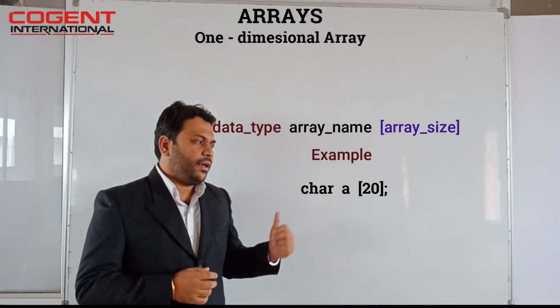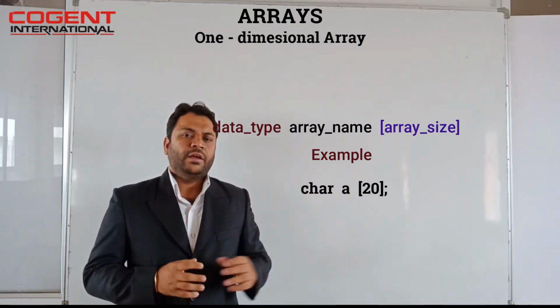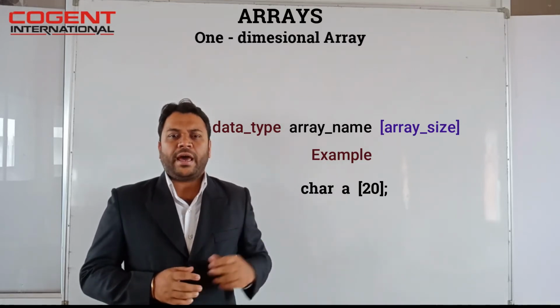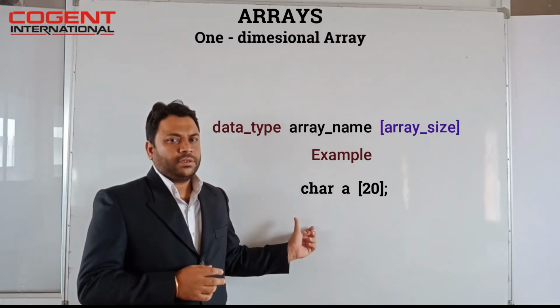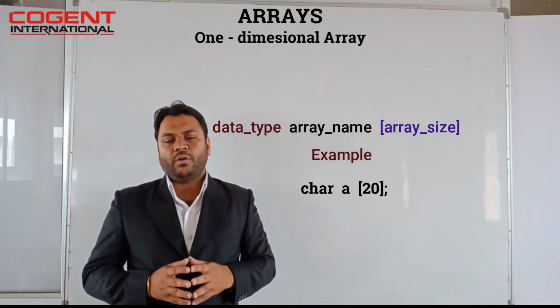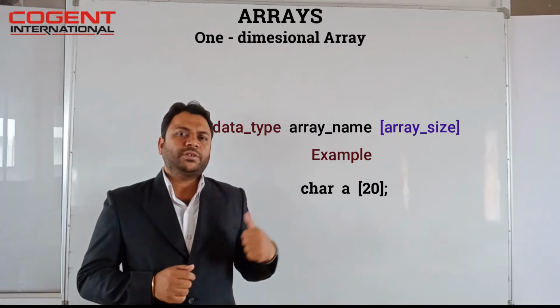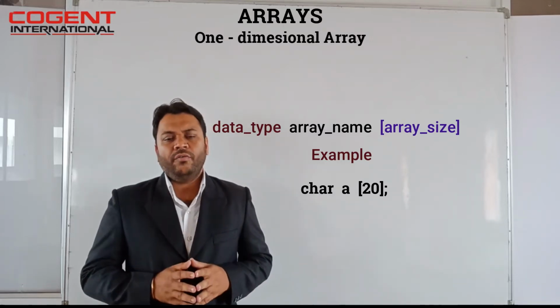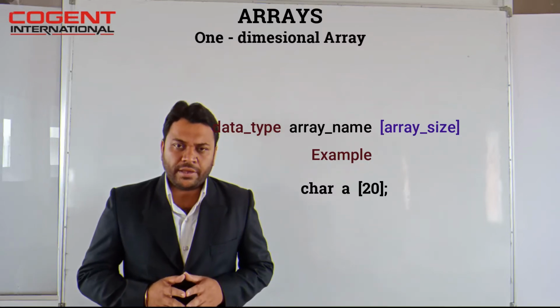Suppose I declare char a[20]. This indicates that the array can hold character data types and the size is 20. So we can have 20 characters stored in this array. Now let us understand how we are going to initialize arrays.